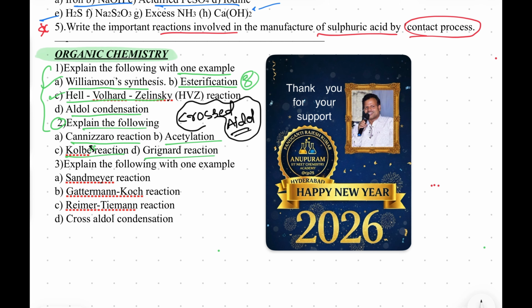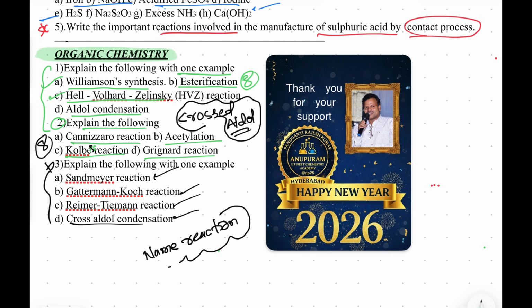This is one combination, this is one more LAQ. And one more, see, third one: Sandmeyer reaction, previously I informed you that, Gattermann reaction, Reimer-Tiemann reaction. Crossed aldol is covered here. Like this, they will ask you a compulsory LAQ in this manner only. Therefore, you have to learn name reactions. If you learn all name reactions, you will get the LAQ from organic chemistry.